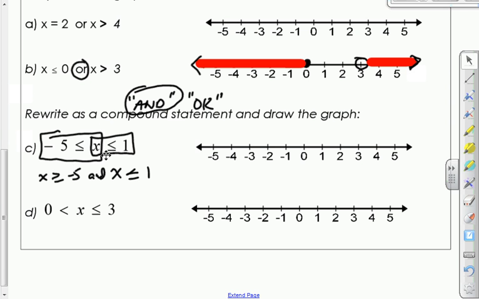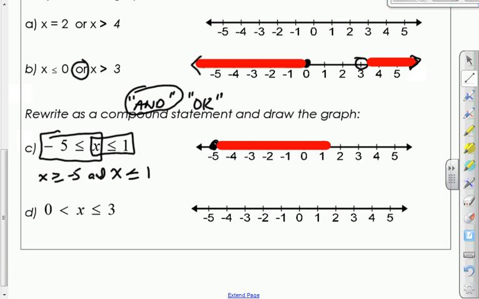So if we were to rewrite this compound inequality using an and, it would say x is greater than or equal to negative 5 and x is less than or equal to 1. So we're including 1 and we're including negative 5. The numbers that are greater than negative 5 would be shaded in this direction.